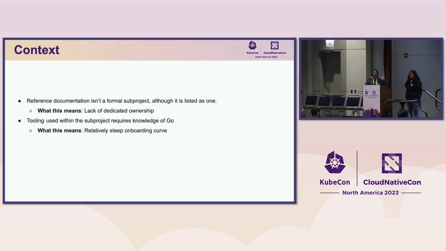So for context, our reference documentation is a sub-project. I mean, it isn't a formal sub-project, but it's listed as one. And so we have this issue of there's no ownership of this very important aspect of the docs and of releases of Kubernetes throughout the year. That lack of ownership means, you know, if everyone owns something, no one owns anything. It's that kind of unfortunate thing where no one feels responsibility or accountability for making sure that this part of the project runs as it should, other than maybe us as the leads of the documentation special interest group.